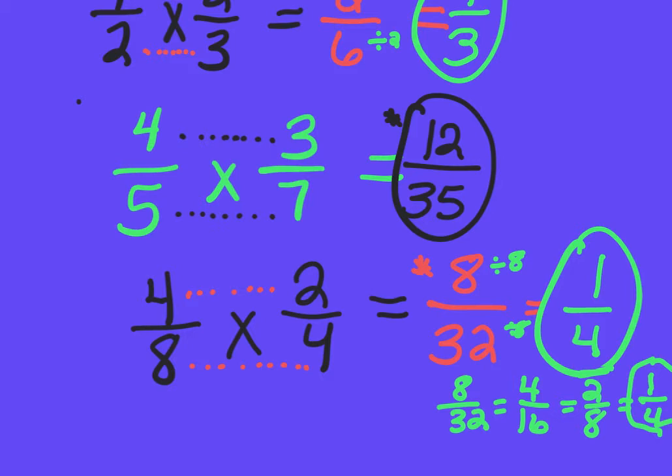So all you have to do when you're multiplying fractions is you just simply multiply straight across. Numerator times numerator, denominator times denominator. The key here, though, is to make sure you get your answer in simplest form. You get it as low as it can go. So let's try another one.